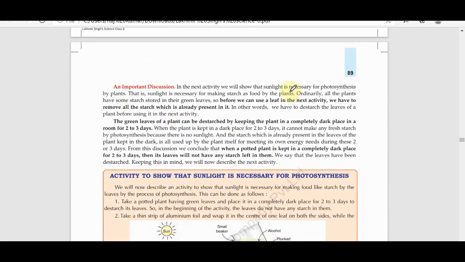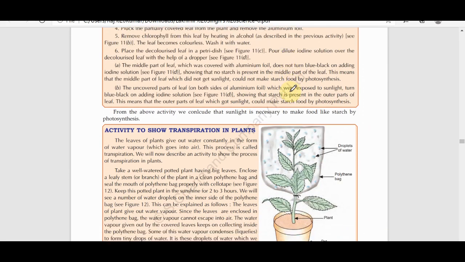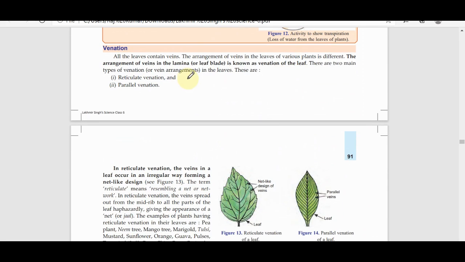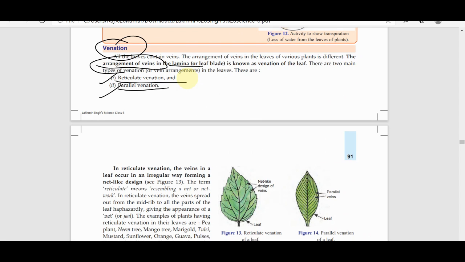Now we will see the different types of venation. Venation of the plants, we classify into two groups. One is reticulate venation and the other is parallel venation. I think you know what venation is? Venation is the arrangement of the veins in the lamina.